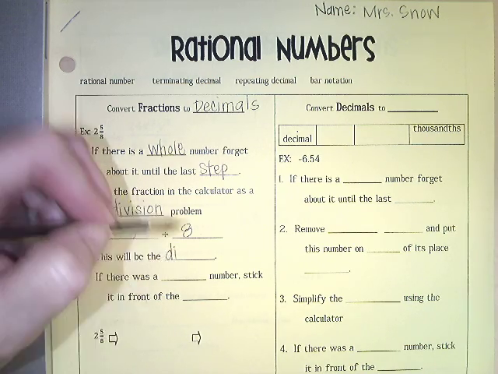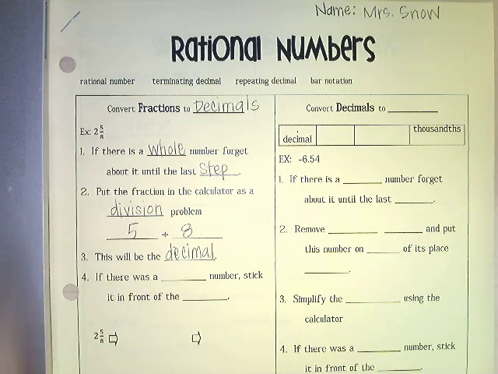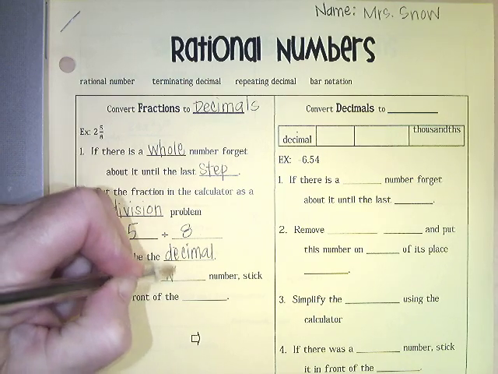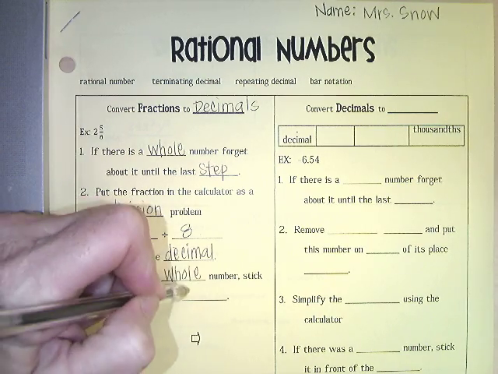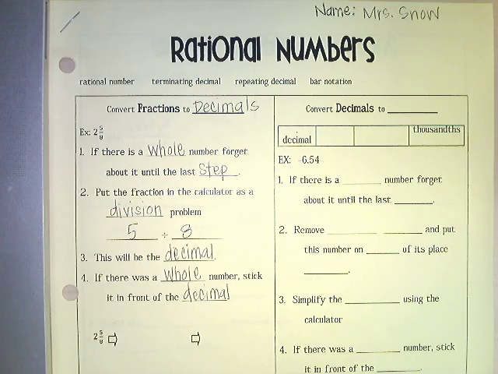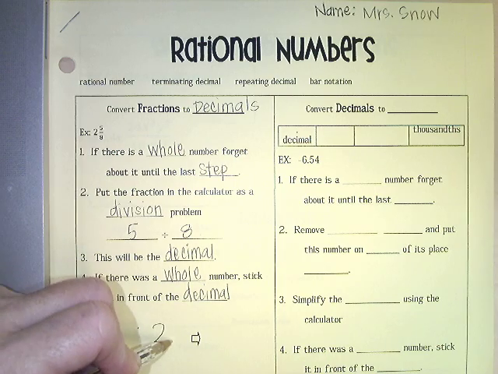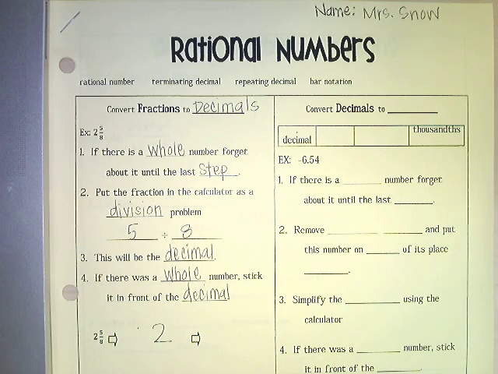So this will be the decimal that will actually come out of there. If there was a whole number, stick it in front of the decimal. So if there happened to have been a whole number, stick that whole number in front of the decimal. Easy, easy, easy. All right, so let's talk about that. First step, take the whole number, forget about it. So I'm just going to put it right here if that's okay, 2. Then step 2, put the fraction in the calculator as a division problem.